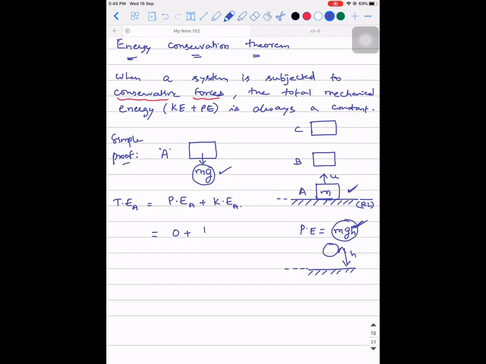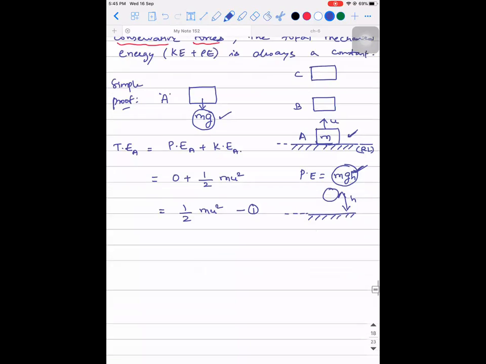Plus, what is the kinetic energy? It will be half mu square. Are you guys able to understand this? So what is the only energy the object possesses at point A? It is half mu square. So let me call this equation number 1.